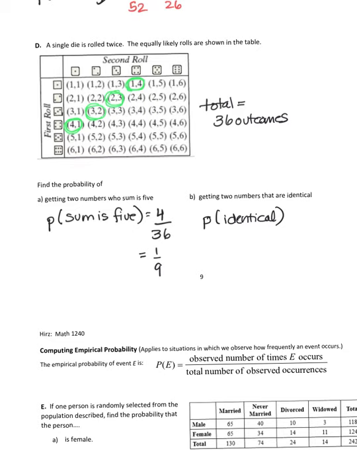Let's erase what we've done so far. Identical, right? We know that's going to be 1, 1, 2, 2, 3, 3, 4, 4, 5, 5, and 6, 6. That's going to give us 6 out of the total, which is 36. And that leaves us with a 1 out of 6 chance of rolling two numbers that are identical. So this is what theoretical probability looks like, right? Everything has an equally likely chance.